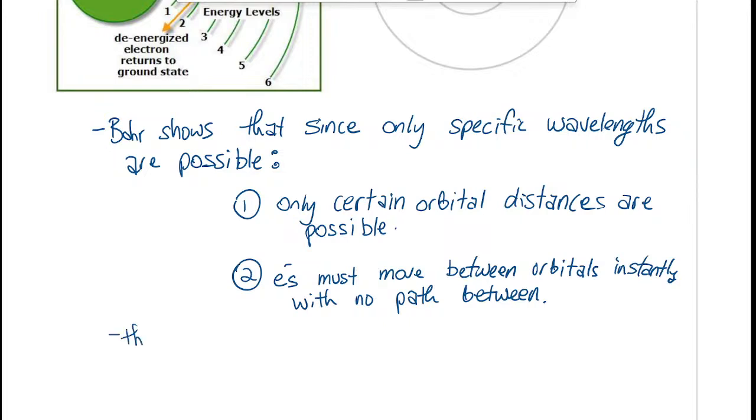So this is called quantization, which is that only certain energy levels are possible and nothing between them is possible. And quantization is quantity, right? It's basically saying that certain quantities are allowed and other quantities are disallowed. So this is quantization. Certain energy levels of an electron are possible.